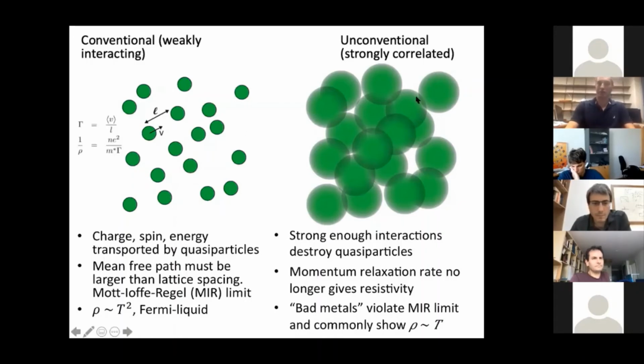Okay. So now let's contrast this with a bad metal. In a bad metal, these quasi-particles are destroyed due to the strong interactions. And what people observe empirically in a lot of materials is that as you increase the temperature of the system, you go through this Mott-Ioffe-Regel point, and the resistivity does not saturate like you would expect in a quasi-particle system. So the resistivity just keeps going up. So there's a lack of saturation of the resistivity. So we don't have quasi-particles essentially.